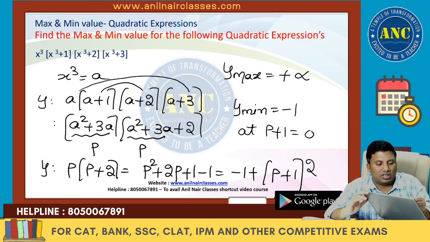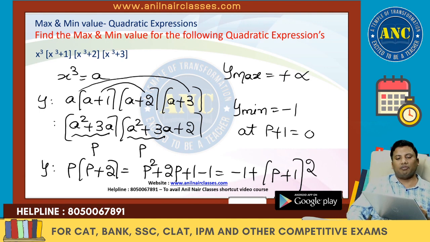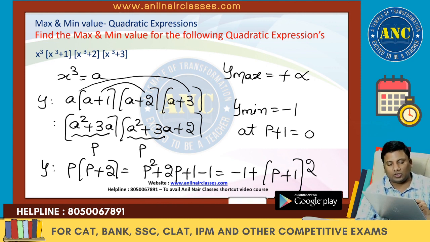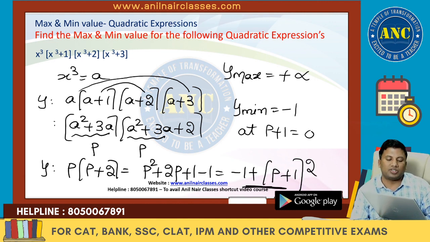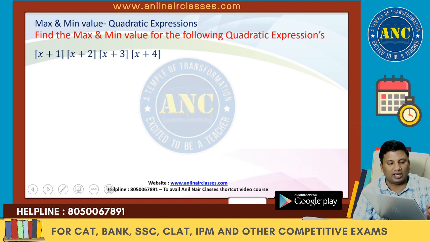First and fourth, second and third. First and fourth and second and third. a square plus 3a into a square plus 3a plus 2. Let p equal a square plus 3a, so p into p plus 2. So p square plus 2p plus 1 minus 1. Minus 1 plus a positive number, so y minimum will be minus 1. I hope the idea is clear.